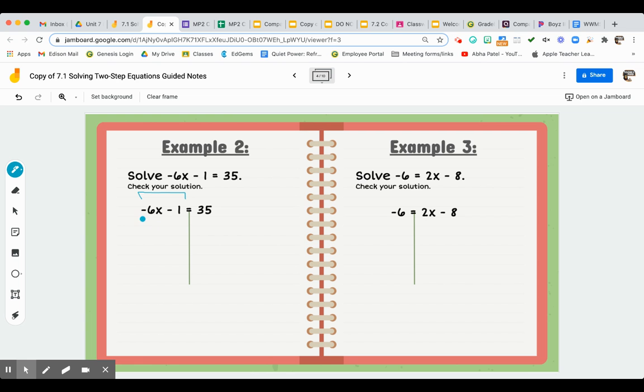In this case, this is saying negative 6 times x minus 1. The x is attached to the negative 6 by multiplying, so first we have to deal with the minus 1. We're going to add 1 to both sides, because addition is the inverse operation of subtraction. And then you're going to have negative 6x equals 36. Negative 6 times x is multiplying, so you're going to have to divide by negative 6 on both sides.